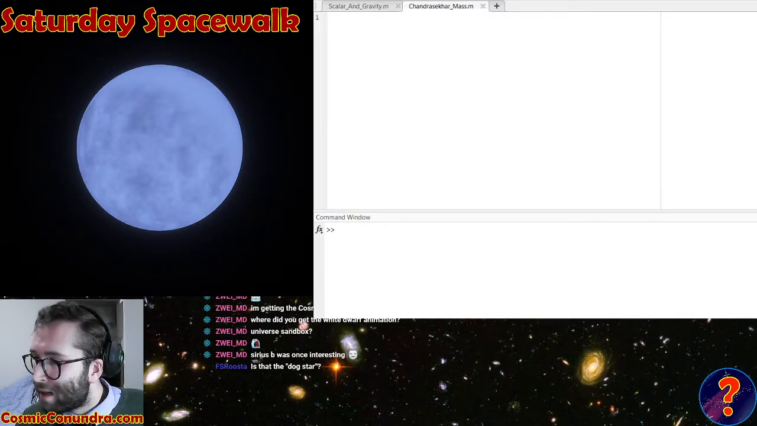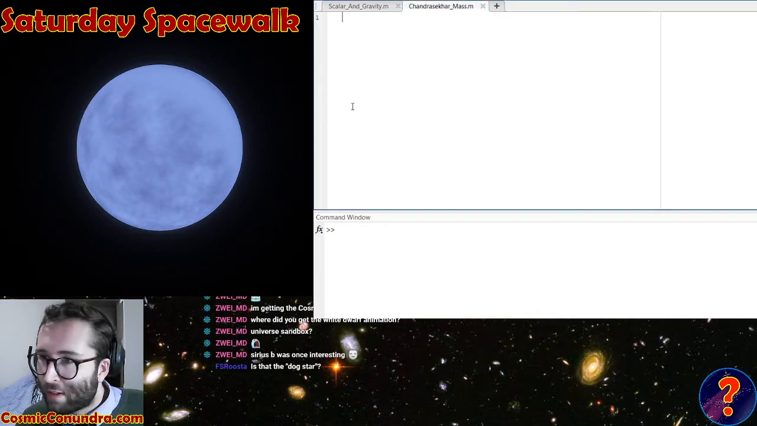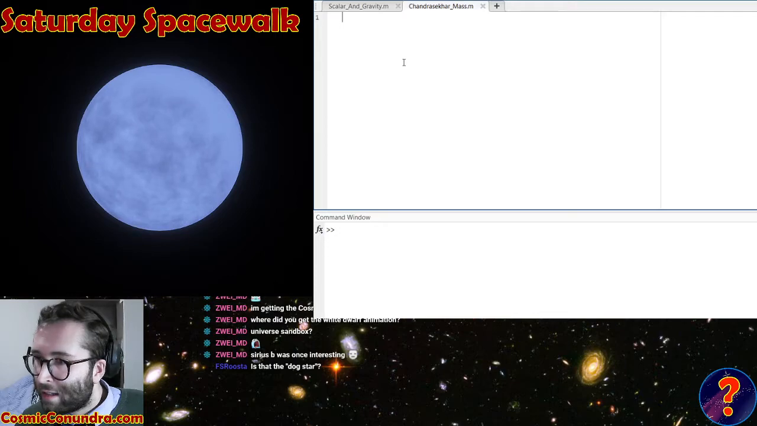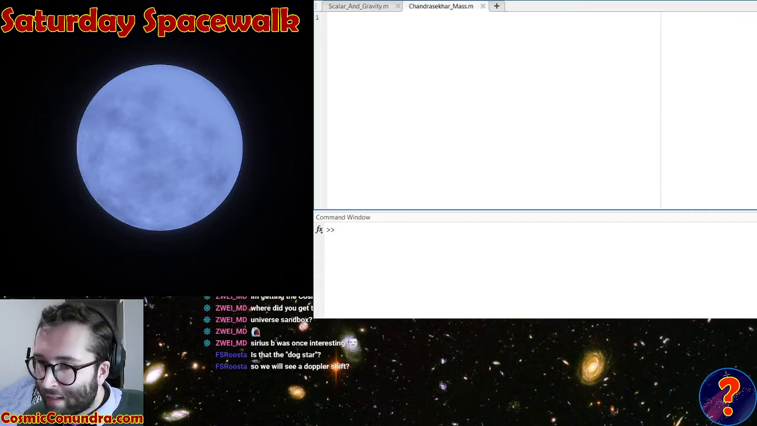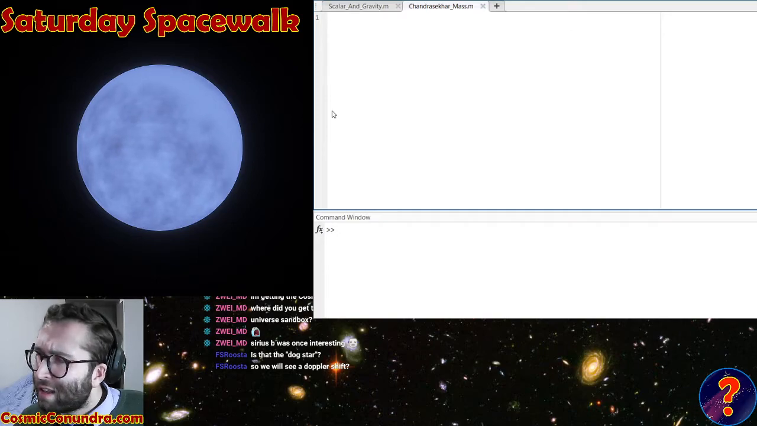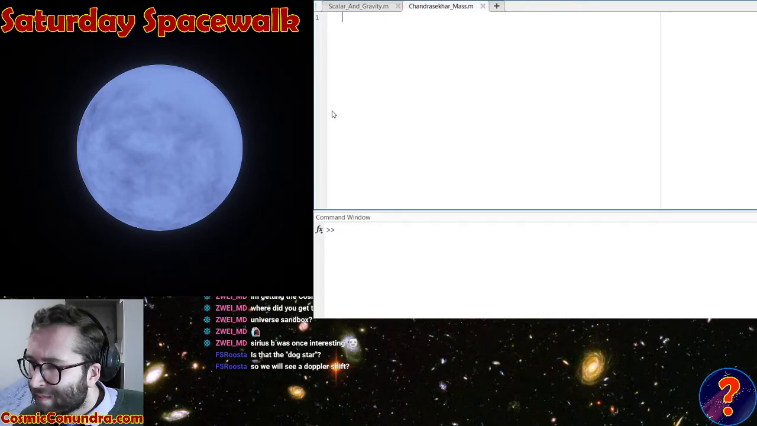So let's take a look. What was I doing? Right, I'm showing you my screen now. So now you should be able to see my command window here on Matlab. Now we're going to try and implement... will you see a Doppler shift? I don't know if the wobble is that significant. I don't think it's quick enough to do that. I don't know.